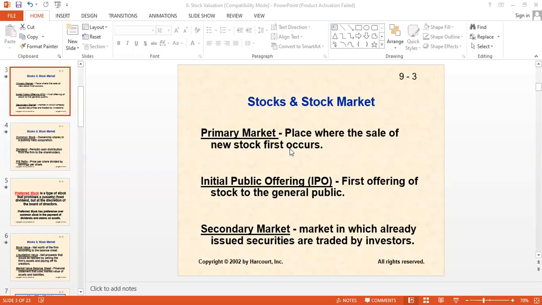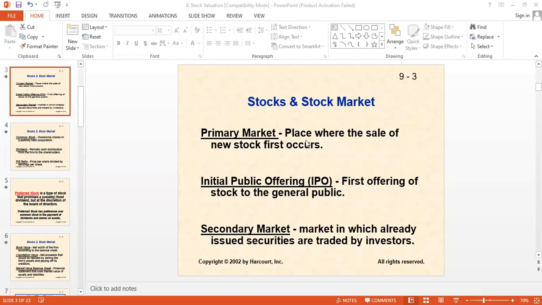So when a share is sold for the first time by a company to any person, that is the primary market. And when that person who has already purchased a share from a company decides to sell the share to any other person, that sale and purchase is taking place in the secondary market.